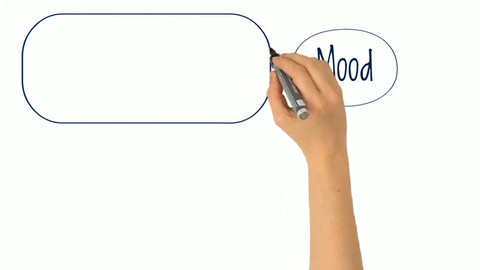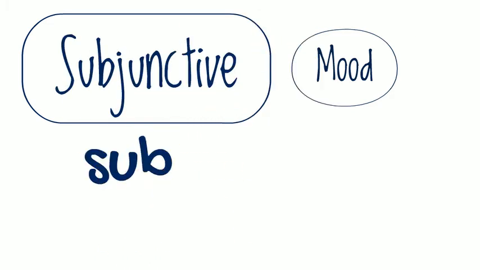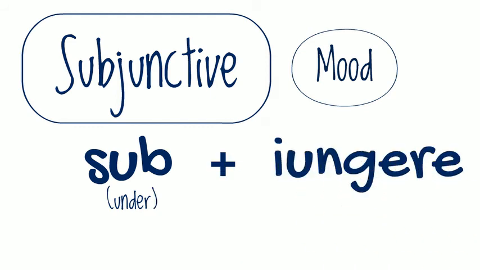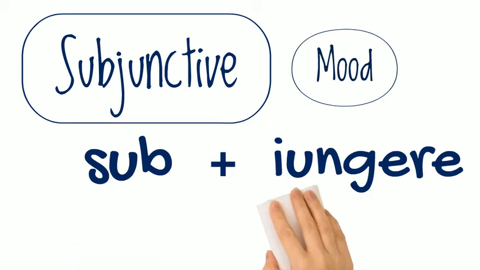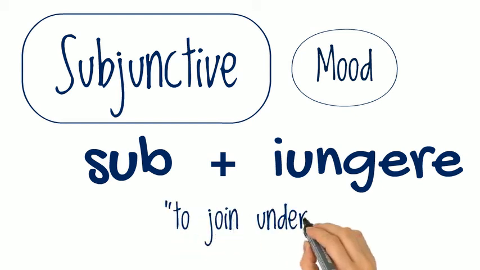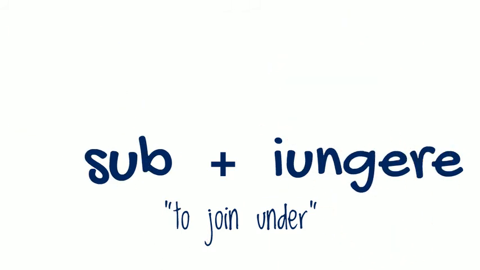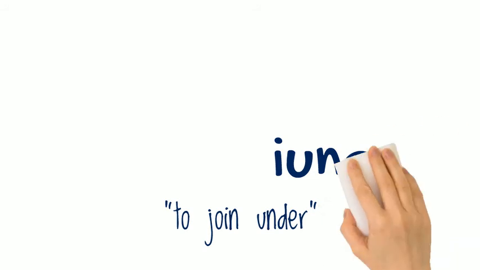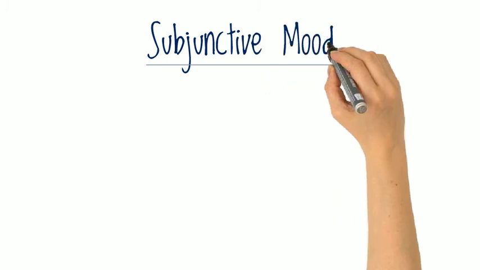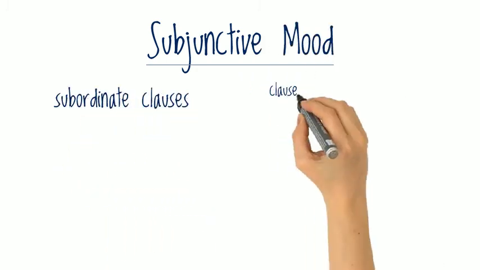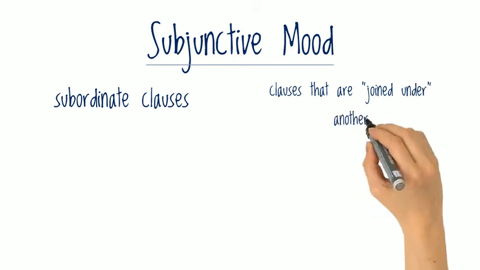Now we're going to learn the subjunctive mood. And the subjunctive comes from two Latin words, sub, under, and jungere, to join. And this can help us remember what the subjunctive mood is for, because the words sub and jungere together just mean to join under. So the subjunctive mood, or the joining under mood, is for clauses that don't fit all by themselves. They have to be under another part of the sentence. So we would call these subordinate clauses, which are clauses that are joined under another freestanding sentence.